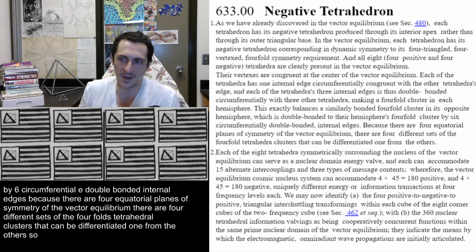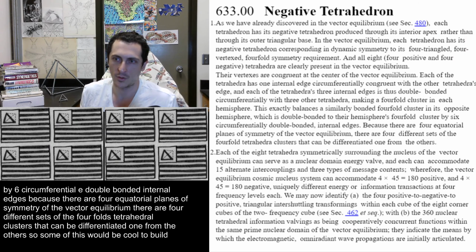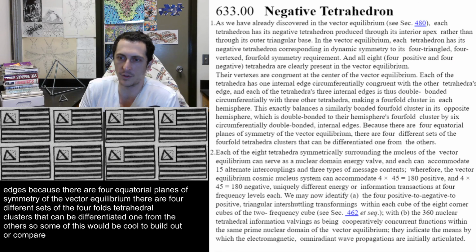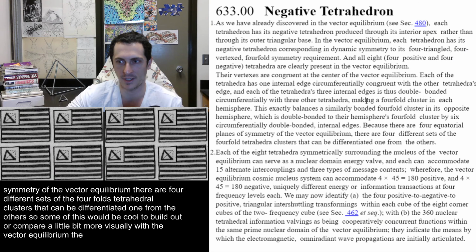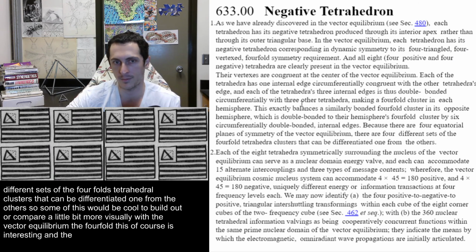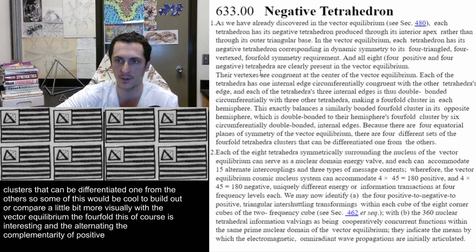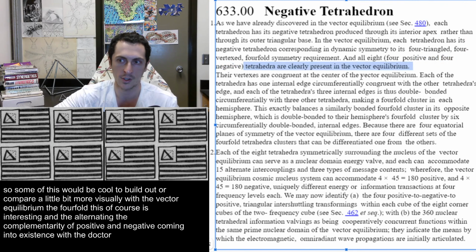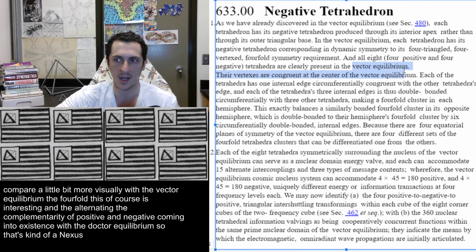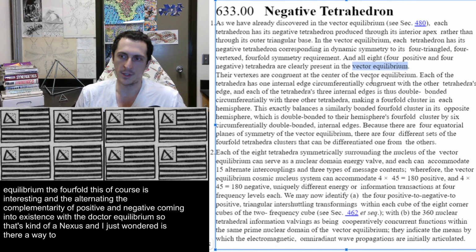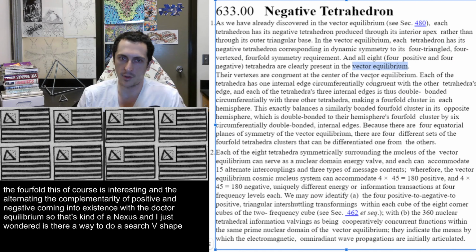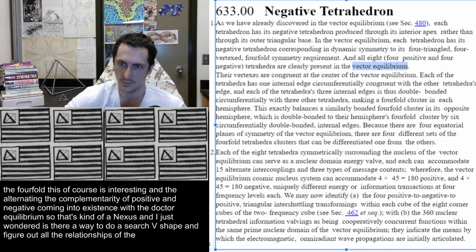So some of this would be cool to build out or compare a little bit more visually with the vector equilibrium. The 4-foldness, of course, is interesting, and the alternating, the complementarity, the positive and negative coming into existence with the vector equilibrium. So that's kind of a nexus, and I just wonder, is there a way to do a search by shape and figure out all the relationships of the VE to other shapes?